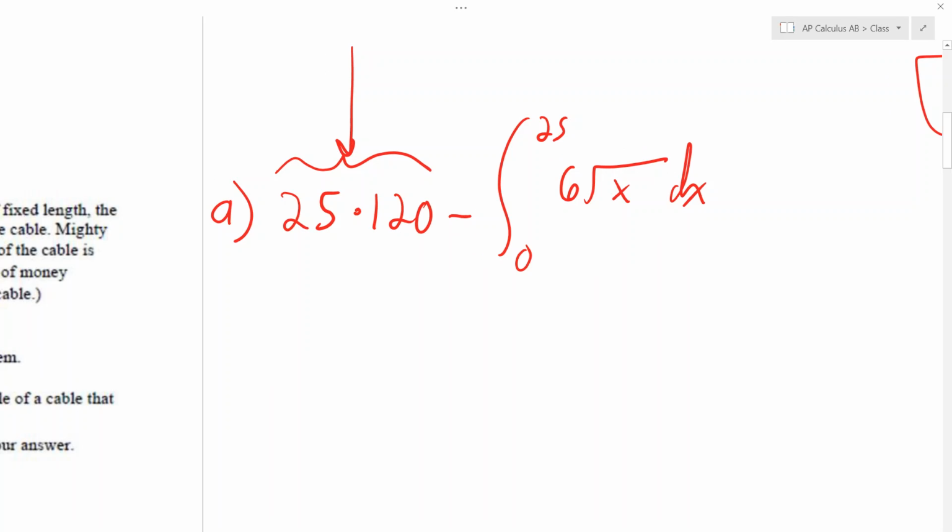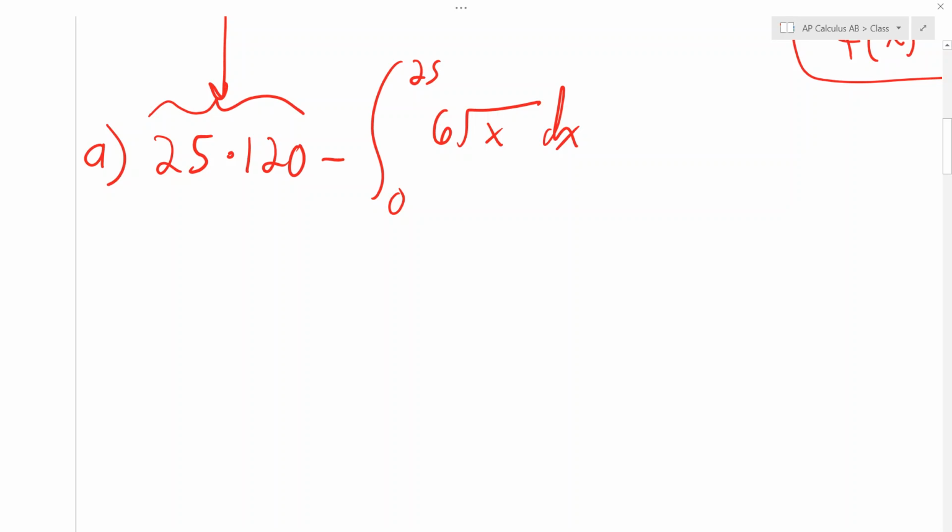Okay? And let's just say we have a calculator for this. I'm not sure if this is a calculator question or not. Do I know what this is? It's 2,500? Good for Mighty Max. $2,500.